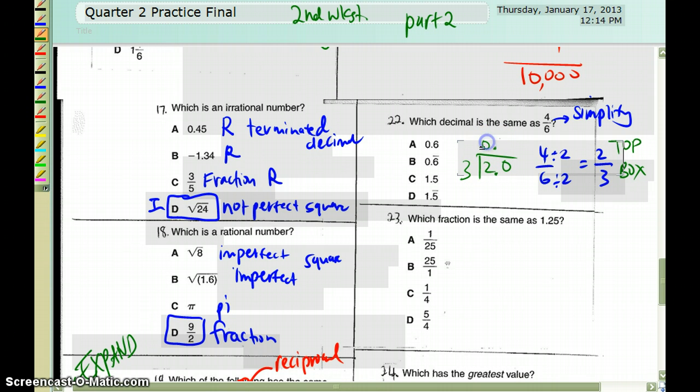And my decimal, this is 0. 20 divided by 3 gives me 6. I get another 20 and another 6. And again, I'm going to get the same thing over and over, so 6 repeating. So my final answer is B.